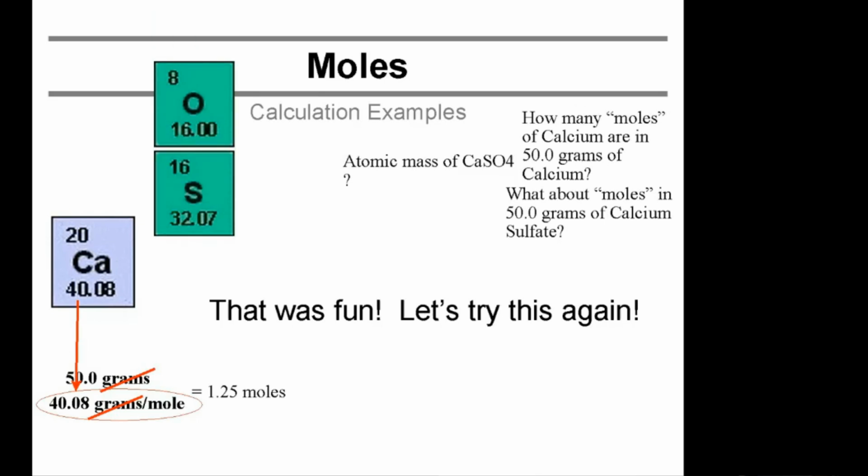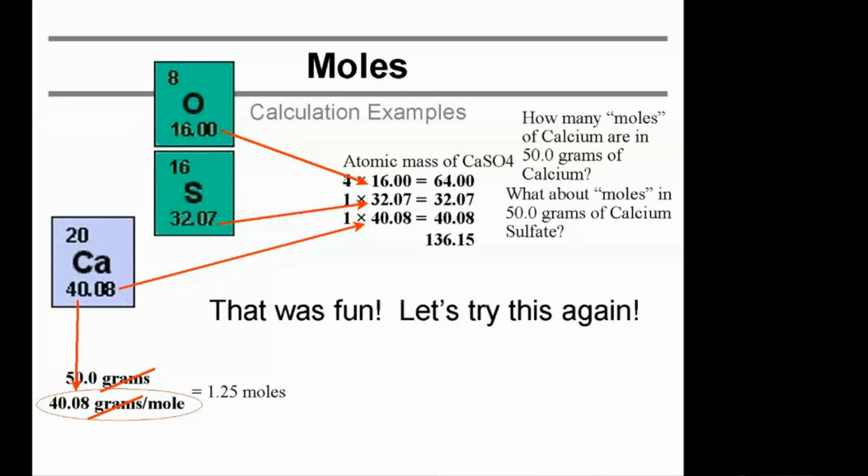So I'm going to help you here. I'm going to look up the other two. So my O was 16 atomic mass, and sulfur, in this case, 32.07. So we have 1 calcium, 1 sulfur, and 4 oxygens, and we need to add all of this together. So 4 times 16 for my 4 oxygens, 1 times 32.07, and 1 times 40.08.